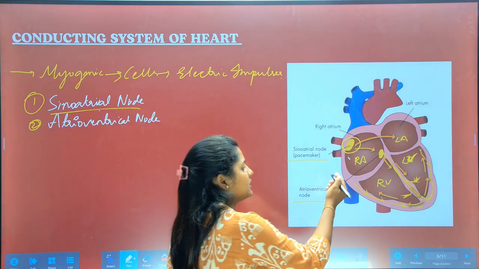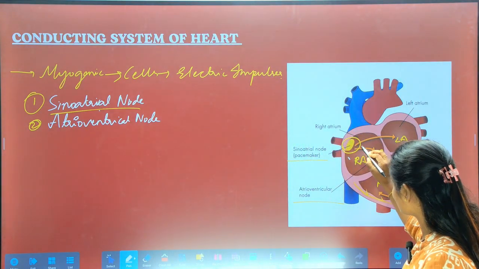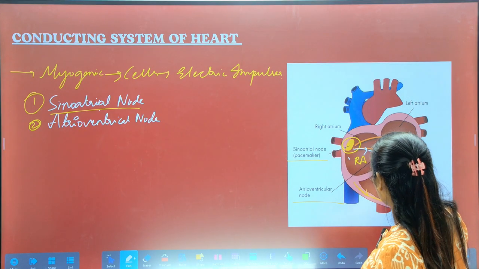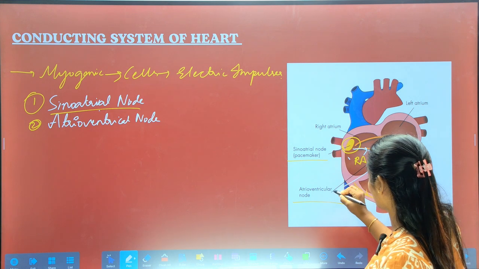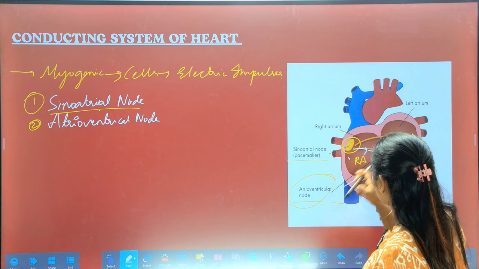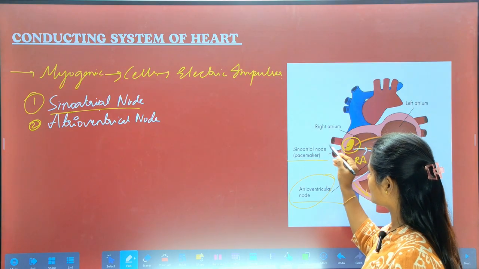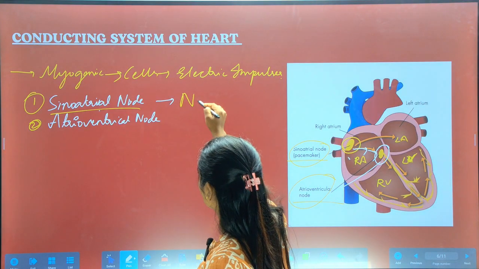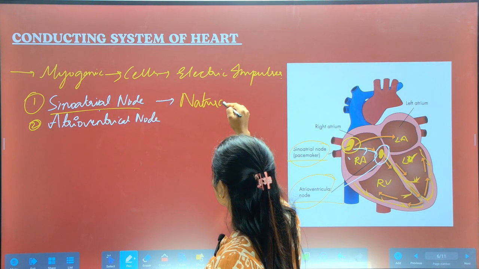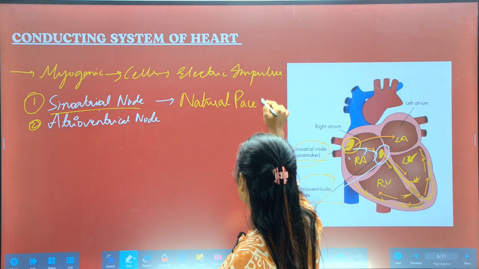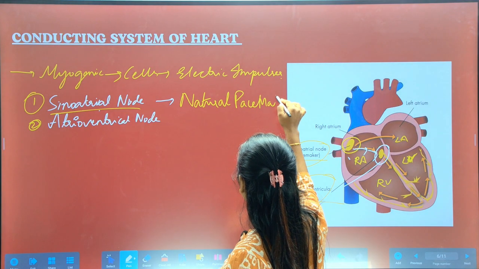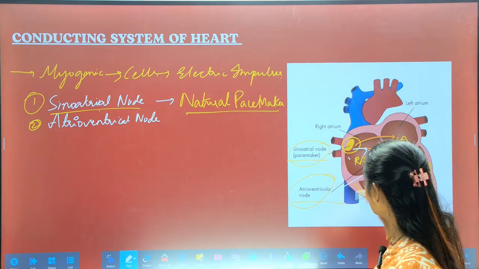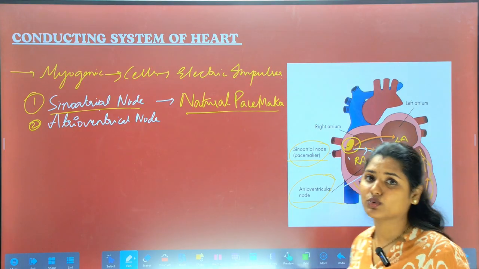From here we will get signals. It passes electric impulses to the AV node. So this is the AV node, and this is the sinoatrial node. And here it is the natural pacemaker. It is called the natural pacemaker because, without any help from the brain, it gives signals, right? So from here, signals are transferred to the AV node.